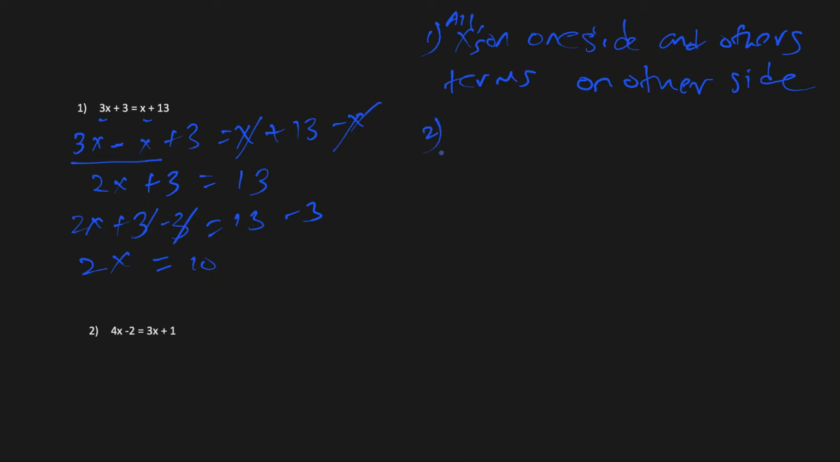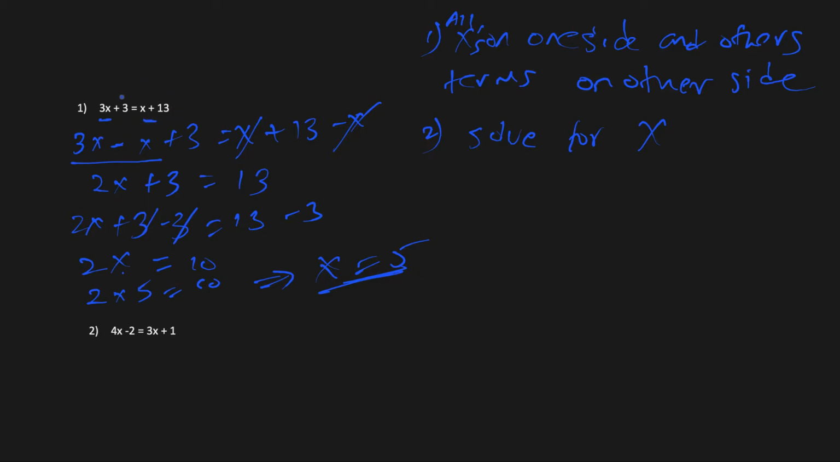And then the next step is to solve for x. So this says 2 times x equals 10. What is 2 times what is 10? We know that 2 times 5 is 10. So that means x is 5. So this solves the condition of this equation.